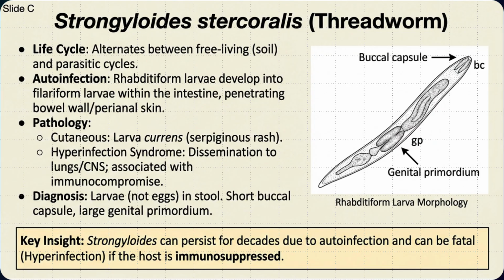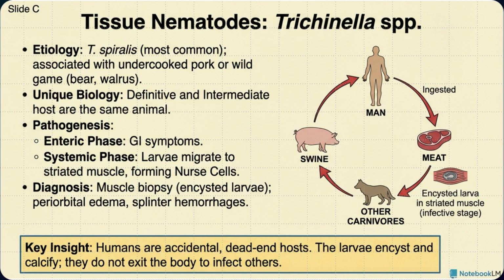Okay, let's shift gears from the gut to the tissue. These are the nematodes where you aren't looking at stool samples, you're looking at biopsies or serology. And we have to start with Trichinella spiralis. The hunter's parasite. We usually associate this with undercooked pork, but lately I've read it's actually more common in wild game.